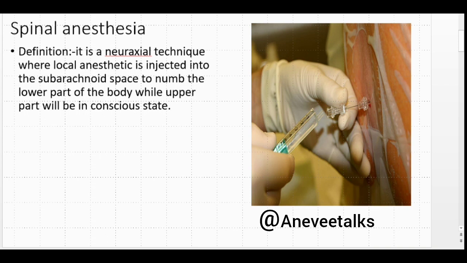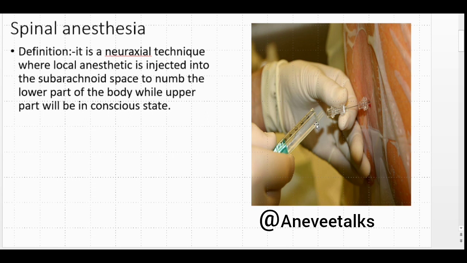So spinal anesthesia is a neuraxial technique in which local anesthetic is injected into the subarachnoid space to numb the lower part of the body while the upper part stays conscious. You can see here what they'll do. They inject the drug not into the spinal cord, but in the neuraxial space, that is the subarachnoid space. So they inject the drug here, the lower part will be numb, and the upper part will be in the conscious state.